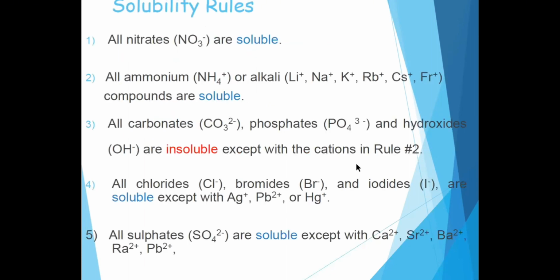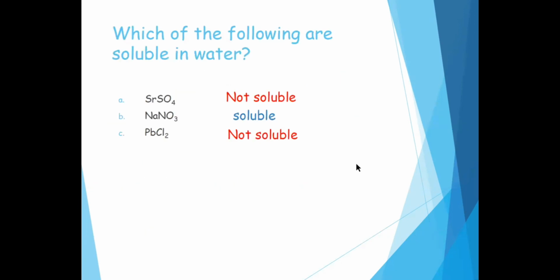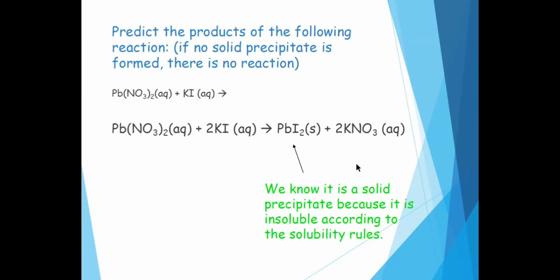Lead chloride, we look at rule 4. All chlorides are soluble except when combined with silver, lead 2 plus, or Hg. Now this is a lead 2 plus ion. How do we know? Because the Pb gave the chlorine 2 and the chlorine gave Pb 1. So because it's 1 Pb and 2 Cl, we know it's Pb2 plus, hence it's going to be insoluble.